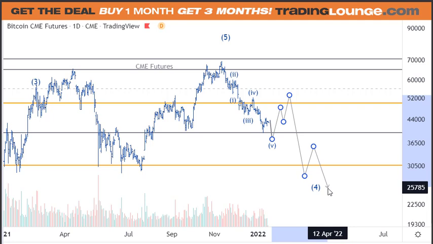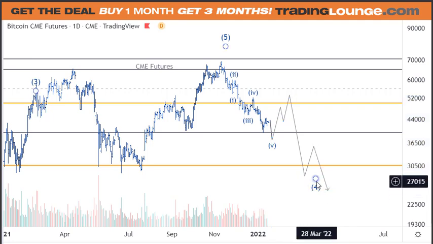The fifth wave to take out the low and trap all the shorts in. We need to be very clear on these things.